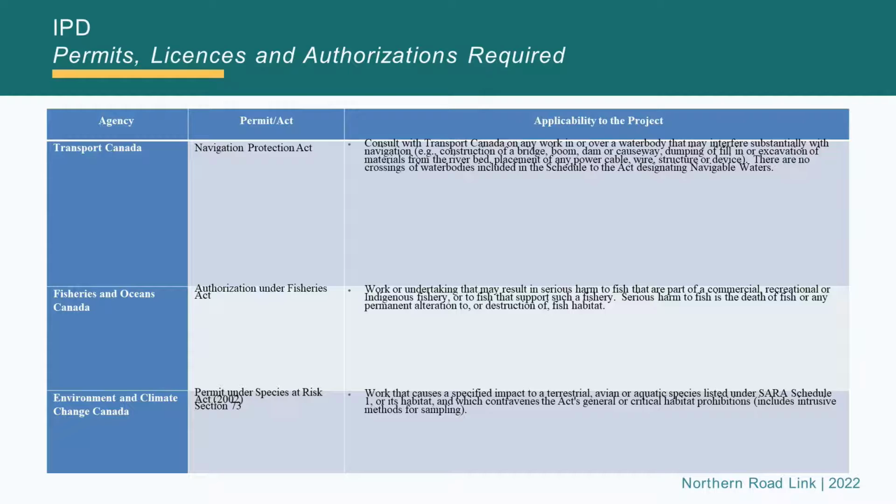And then the last one for proponents of a project of this sort relates to permits associated with the Species at Risk Act from Environment and Climate Change Canada. And those could be species that are terrestrial, avian, or aquatic. And if there's any sort of impact considered on the species or the critical habitat required for it, we're required to seek permits, licenses, and authorizations as they might be applicable.